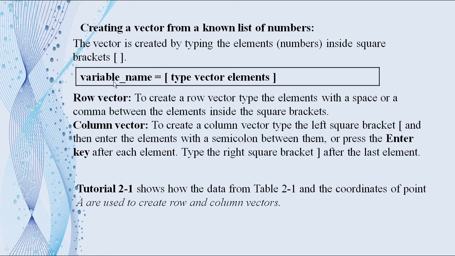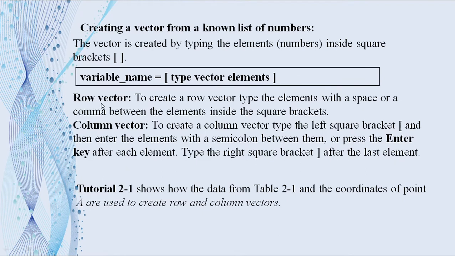Variable name: any name can be given, but the name should not have a space. That's why they have said the variable name may be a1, or a underscore 1, or a alone. That is the way you have to put the variable. Variable is equal to the vector elements. You will see examples of the vector elements in the tutorial.